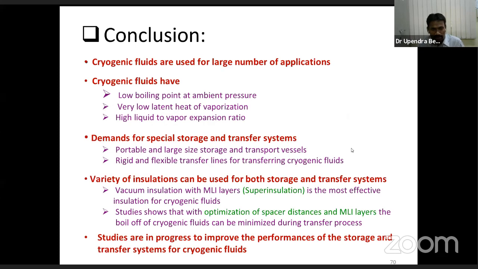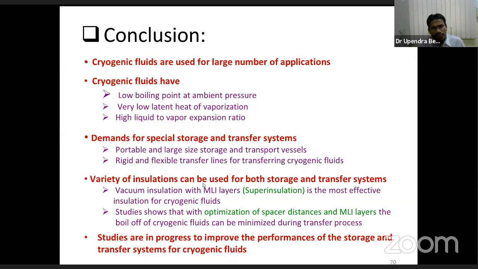And after this, we want to conclude that cryogenic fluids are used for a large number of applications. Cryogenic fluids have a low boiling point at ambient pressure, very low latent heat of vaporization, and also a high liquid to vapor expansion ratio. That demands special storage and transport systems for storing or transferring these cryogens. Portable and large size storage and transport vessels with different types of insulation are available, but most of them are vacuum or super insulated for particular applications, along with rigid and flexible transport lines for transferring the cryogenic fluids.